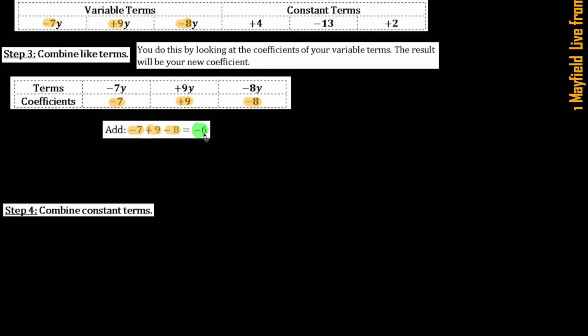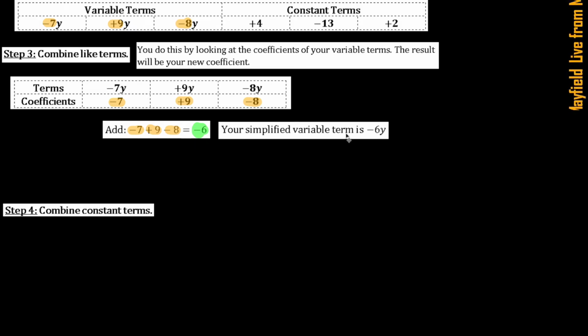Well, that's saying that our result is a variable term, negative 6y. Again, we got that negative 6 by combining those together, just like we had before. If you practice that IXL section, you'll see the actual modeling of it as well.